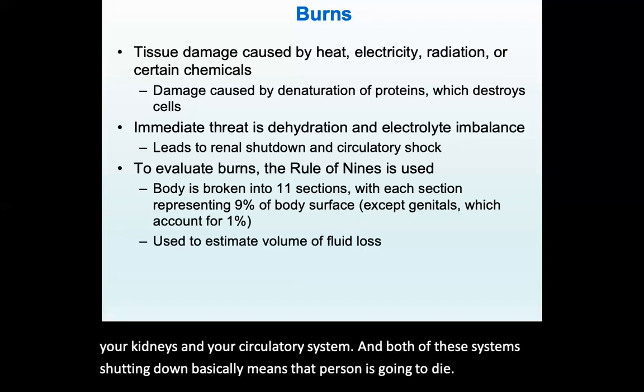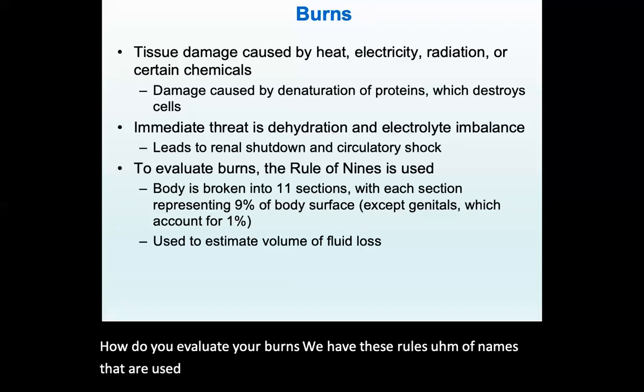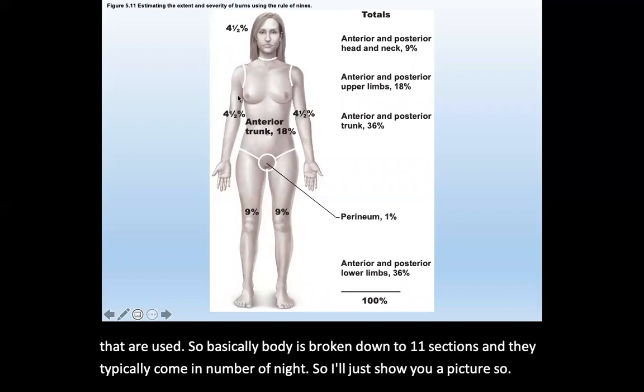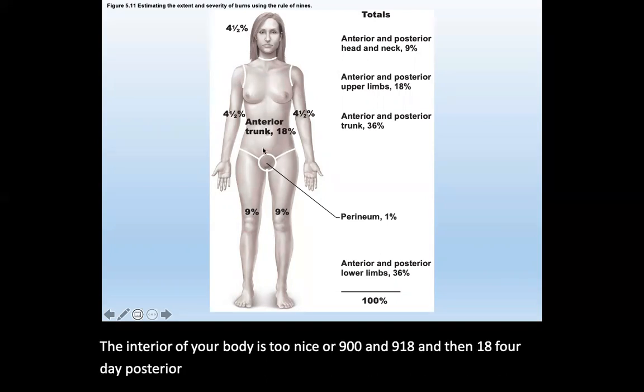How do you evaluate your burns? We have the rule of 9s that is used. So basically, the body is broken down into 11 sections, and they typically come in multiples of 9. So I'll just show you a picture. The anterior of your body is two 9s, so 9 and 9, 18, and then 18 for the posterior aspect, or posterior part of the trunk.